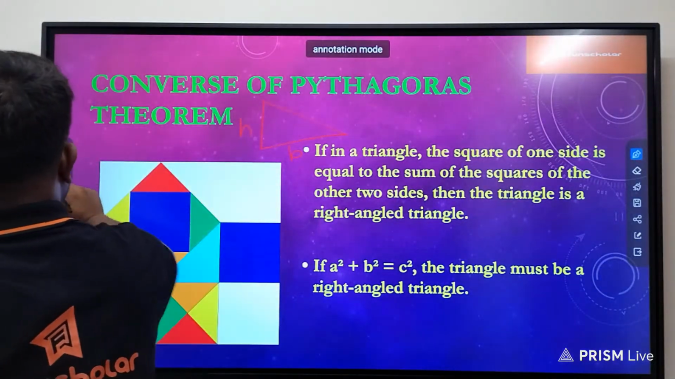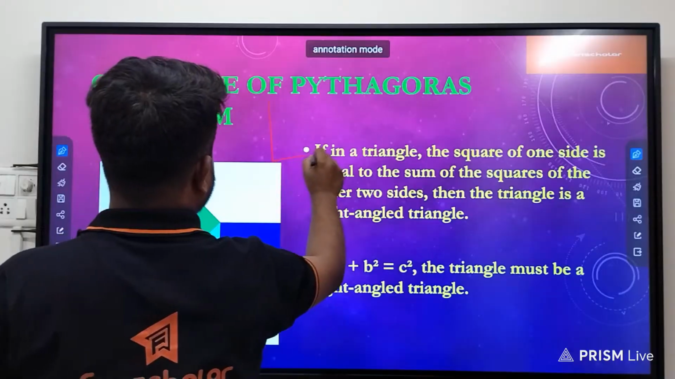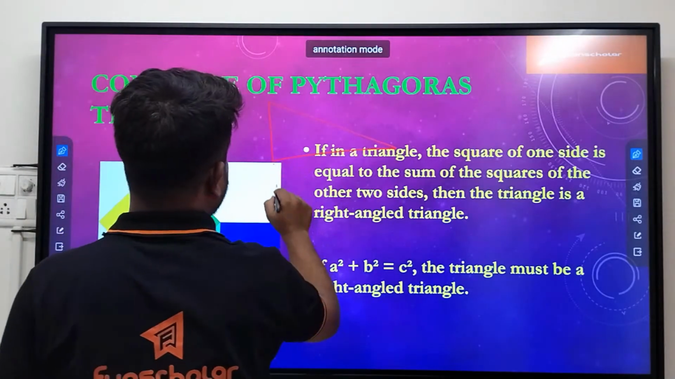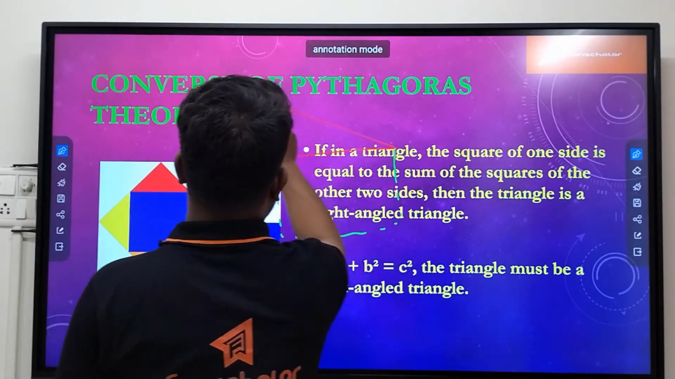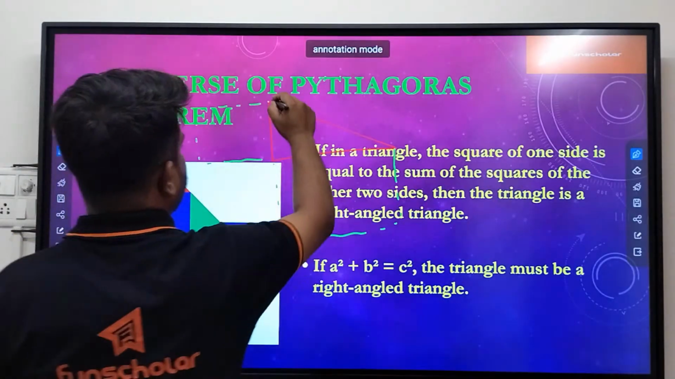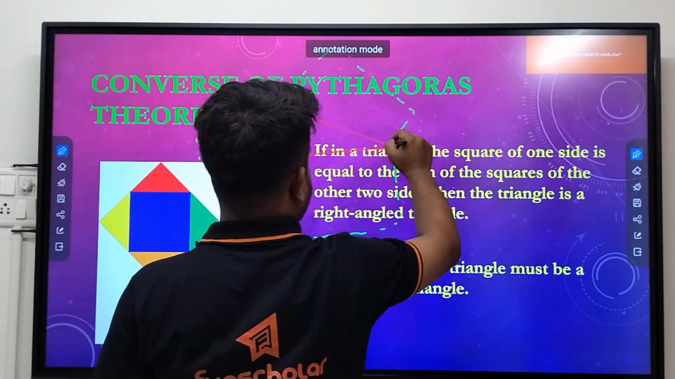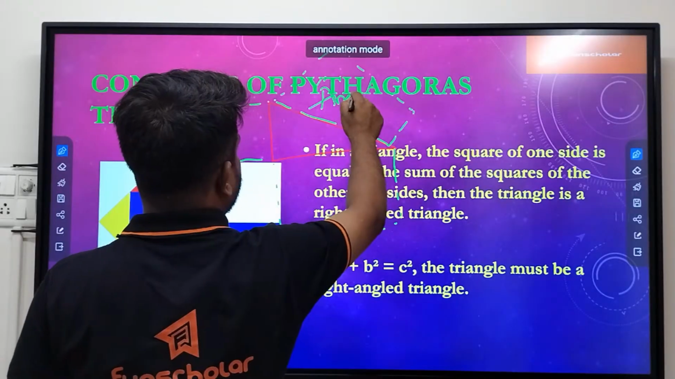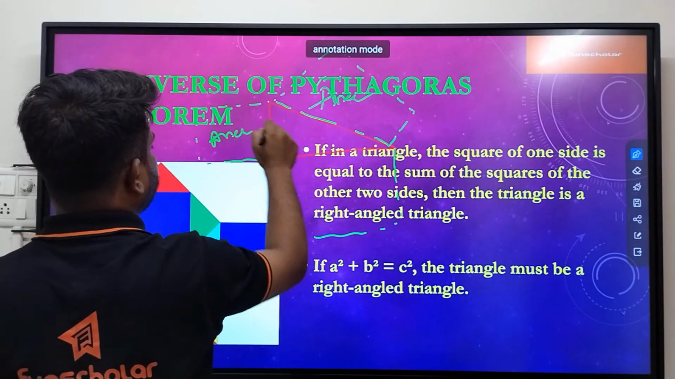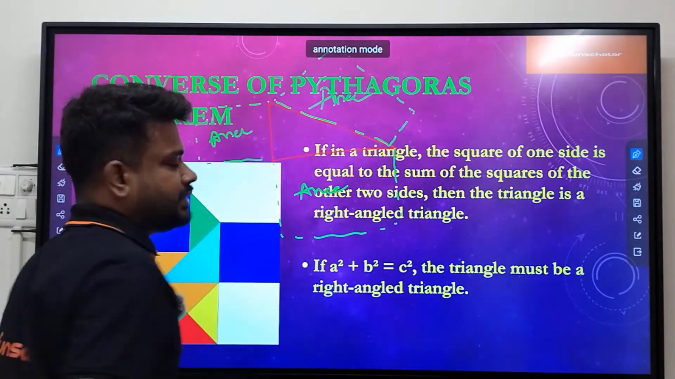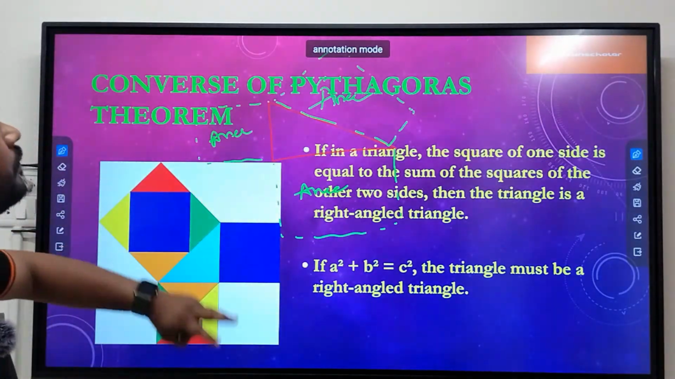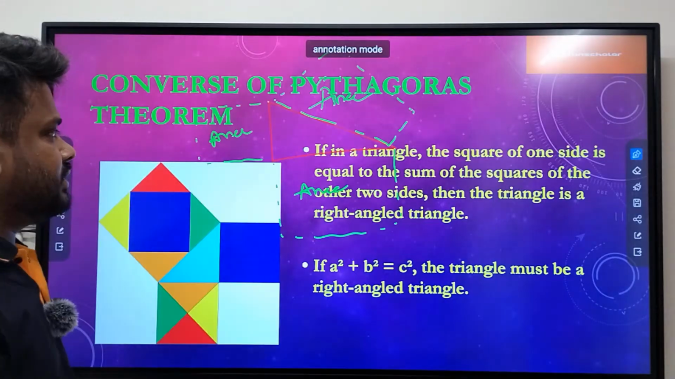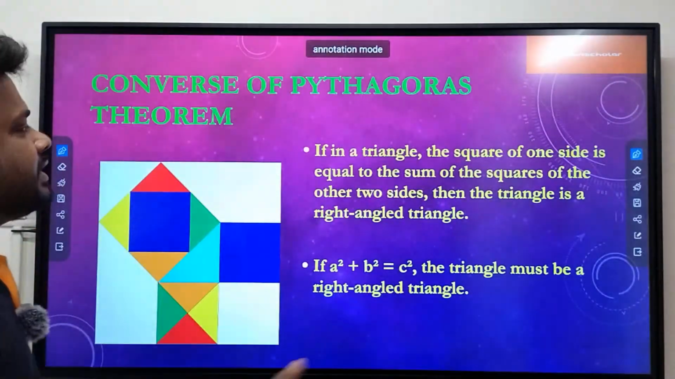Okay, if this is a right angle triangle, and if we put a square here and a square here and a square here, the area of this square will be the sum of the areas of this square and this square. Okay, so this is the converse of the Pythagoras theorem, which is telling us. Okay, so let's revise it further.